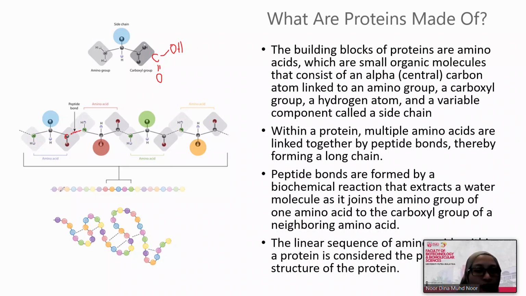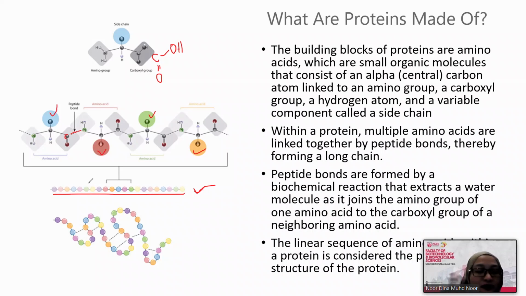Okay, and when we have a long sequence of amino acids attached together, to the next one, and to the next one, where the R side chains are going to be different, they have different properties and they attach together side by side like this. We can say this is the primary structure of the proteins.